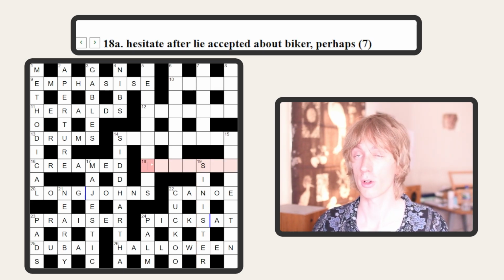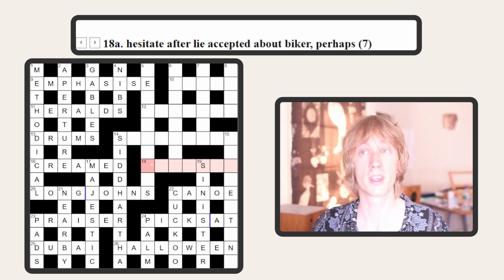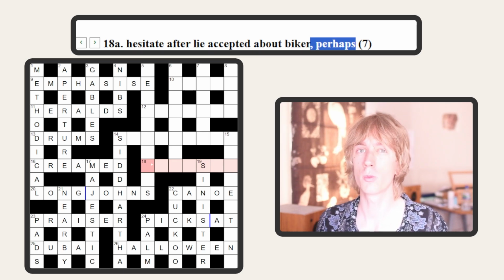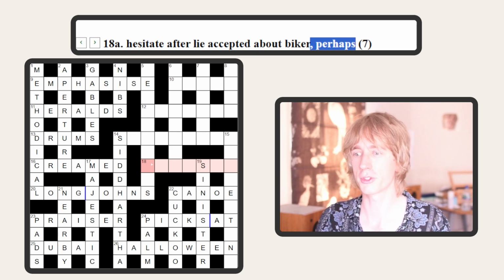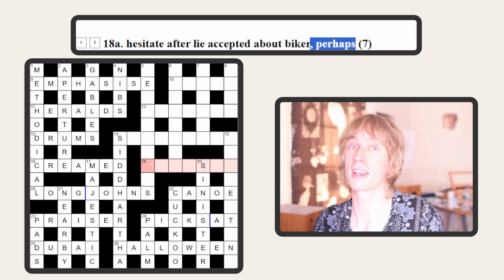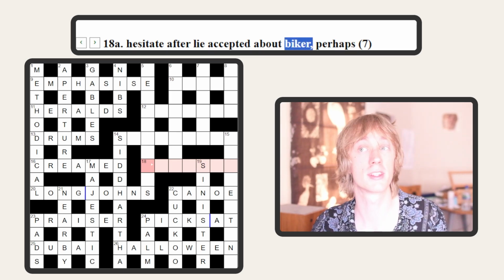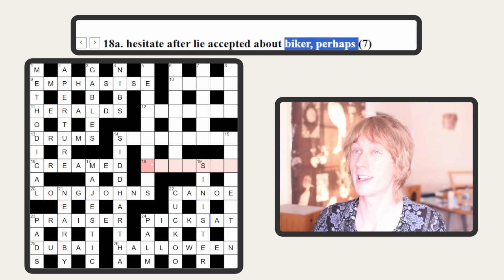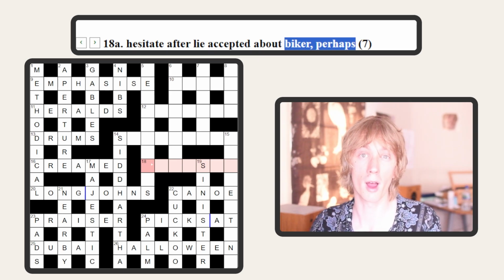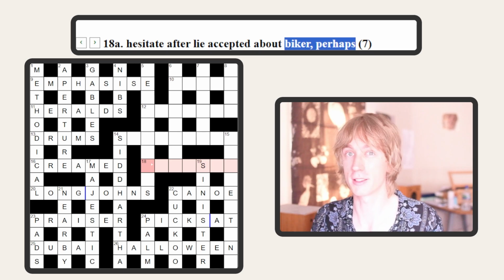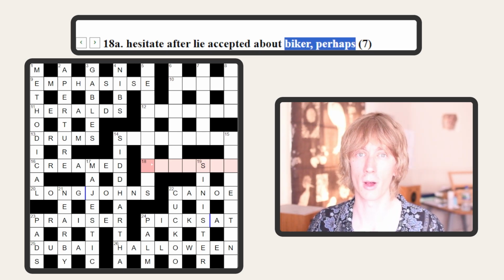Okay, 18 across, hesitate after lie accepted about biker, perhaps. Now, this perhaps word is one of a few words that can tell you that the literal you're looking for is not a direct synonym, but an example of something, right? What a biker might be rather than a synonym of a biker. So that's leaning me towards thinking that biker perhaps is our literal. We're looking for a word that is what a biker might be. And we're going to get there through hesitate after lie accepted about.